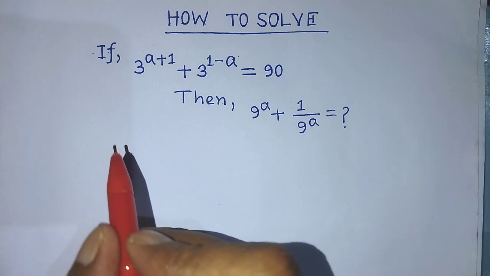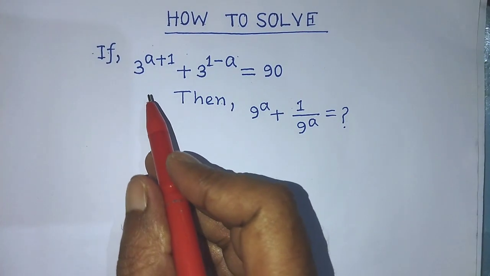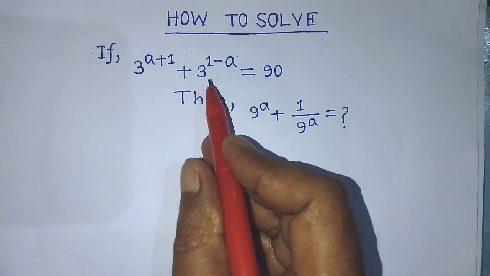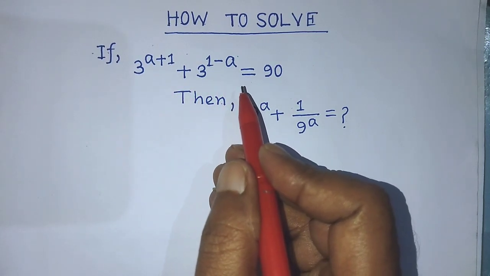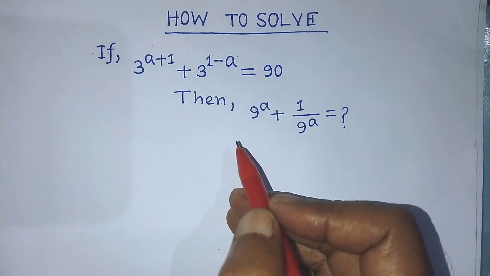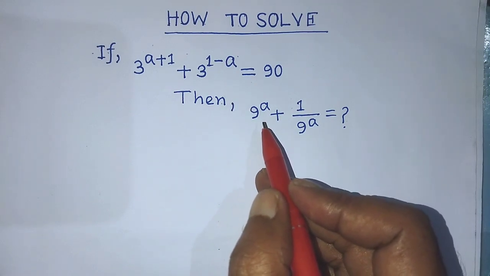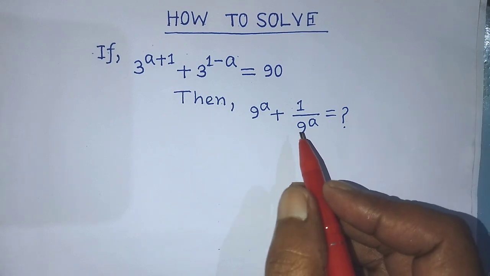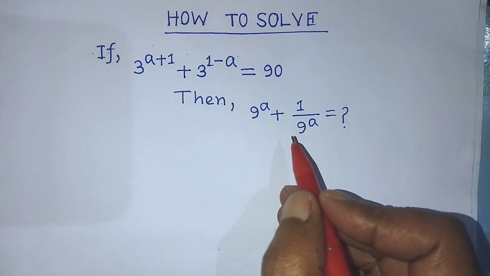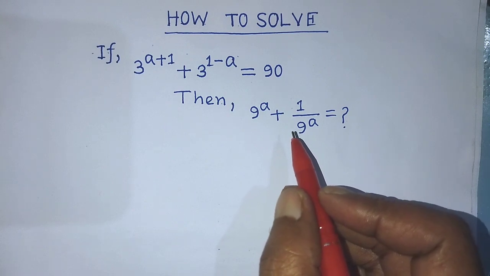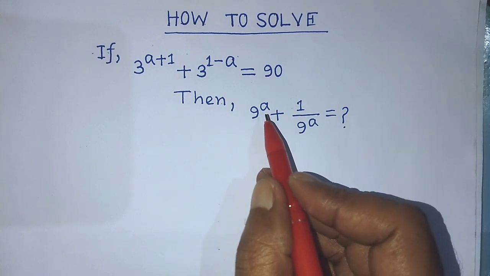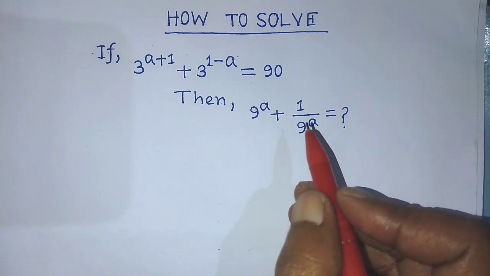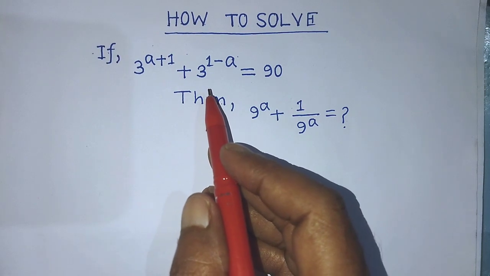So student, today our question is: if 3 to the power a plus 1 plus 3 to the power 1 minus a is equal to 90, then find the value of 9 to the power a plus 1 over 9 to the power a. So student, today in this video I will tell you how to find the value of 9 to the power a plus 1 over 9 to the power a from the given equation.